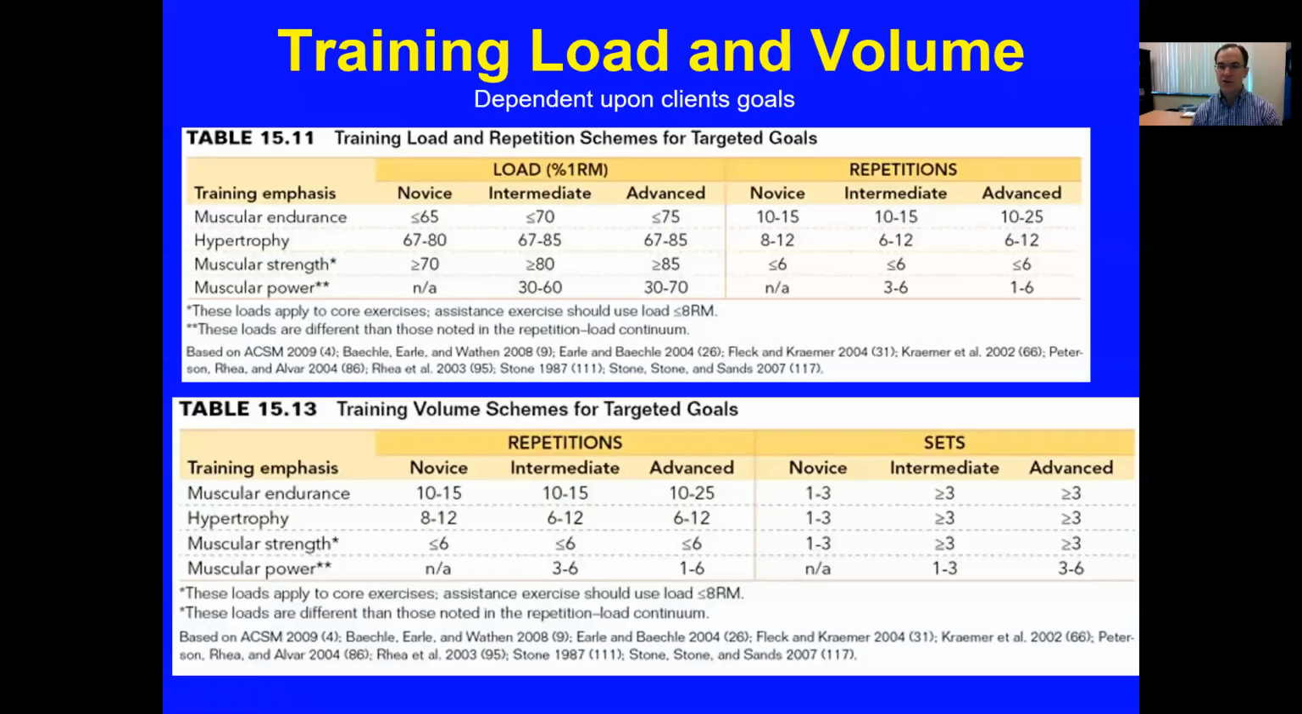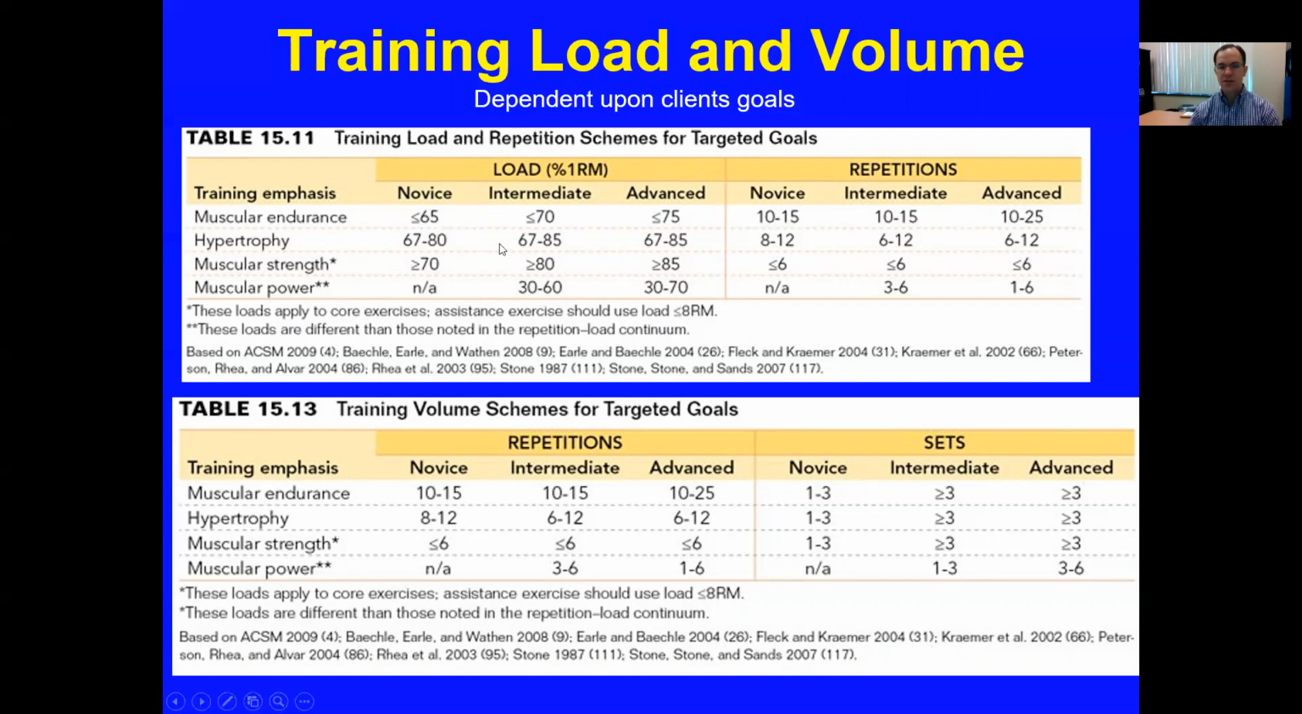Well, how can you determine volume and training load? Here's an example of some tables from your book. This is the training emphasis, the goal that the person might have. And here's the load, the percent of the person's 1RM. If the person is a novice, for example, and their goal is muscular endurance, then you want to keep it at or less than 65% of 1RM. That would translate to repetitions between 10 and 15. You would need to decide, is it 10, is it 12, is it 15?